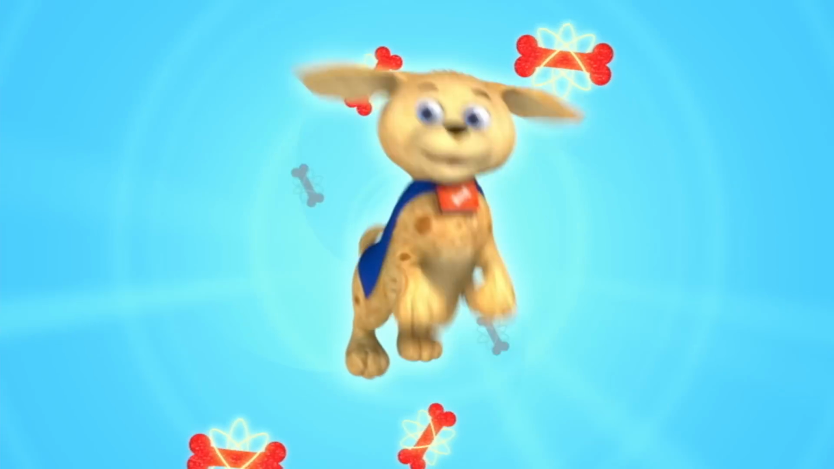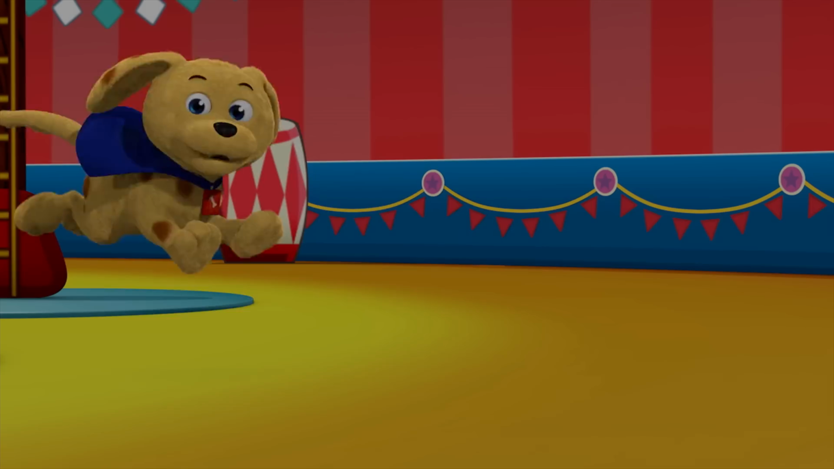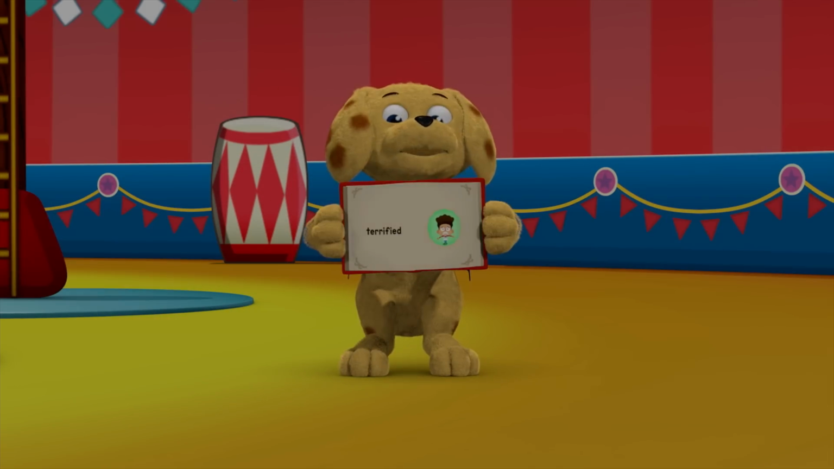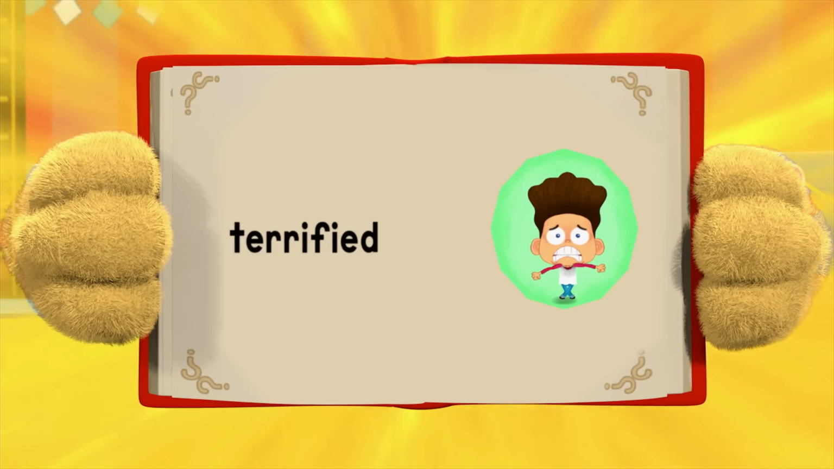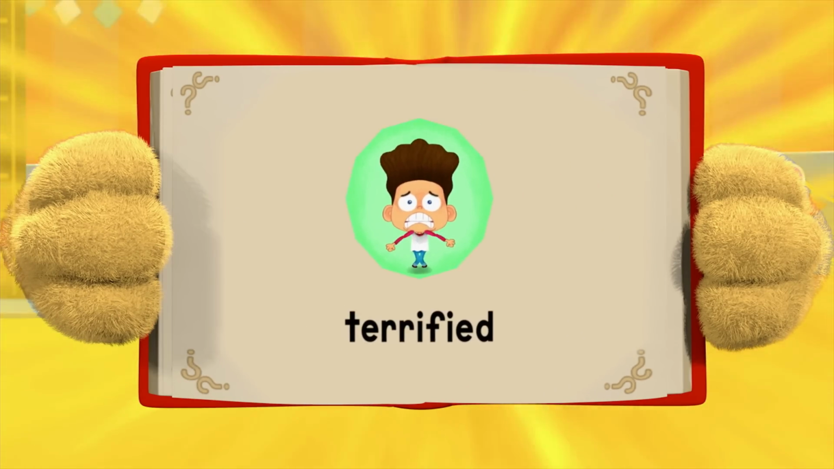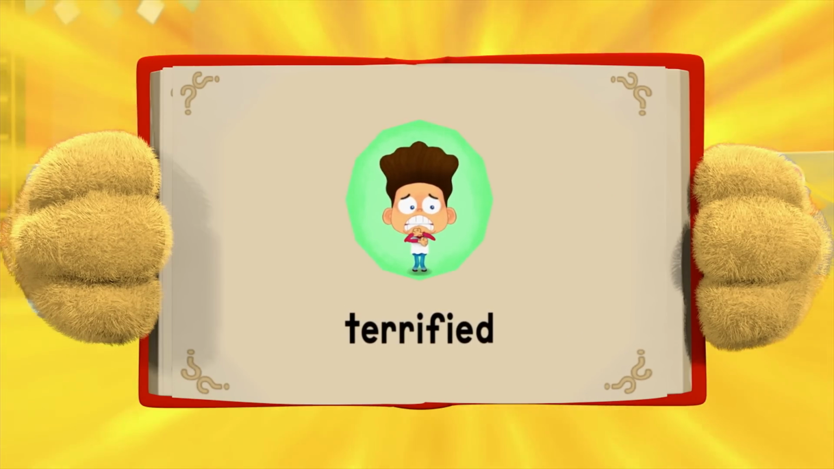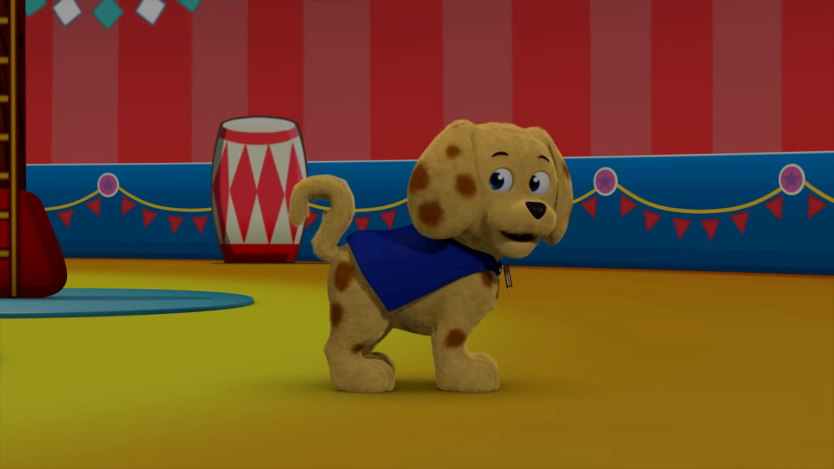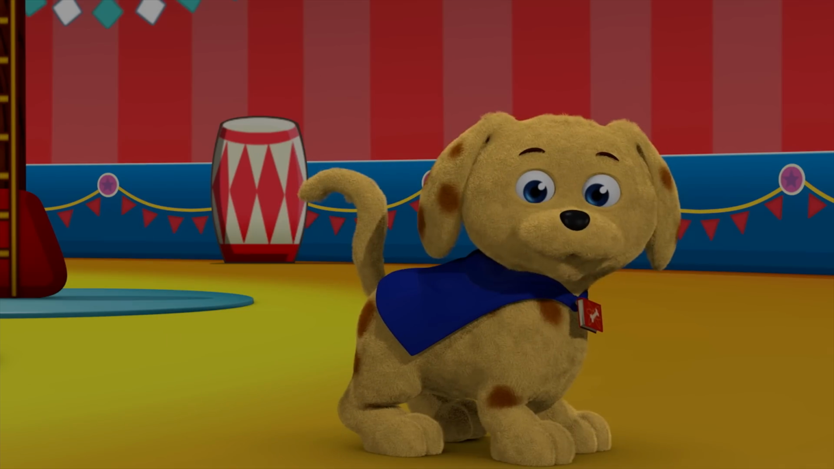Whoopster to the rescue! With my doggy dictionary, I can tell you what any word means. Ruff! To be terrified is to be very, very, very scared of something. Terrified. Now we know what it means. Whoop-de-doo! Give your tail a whack.